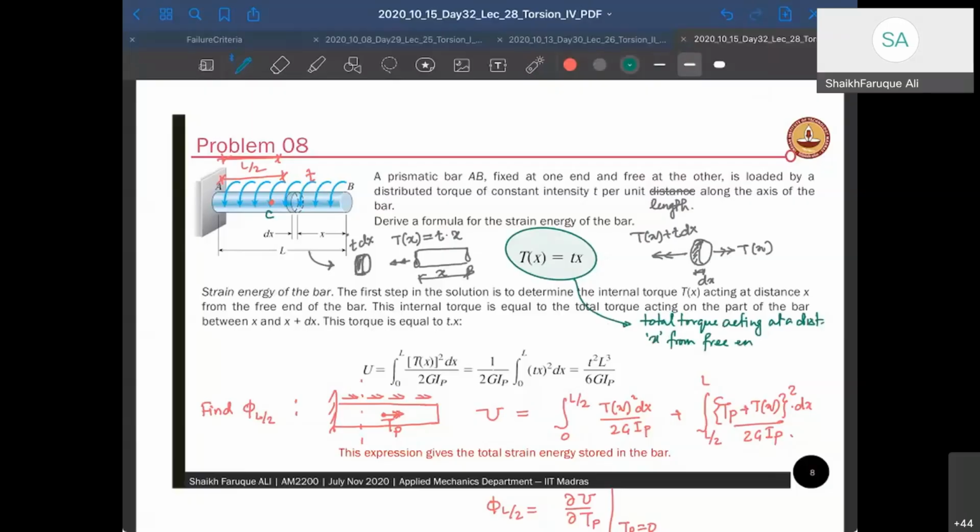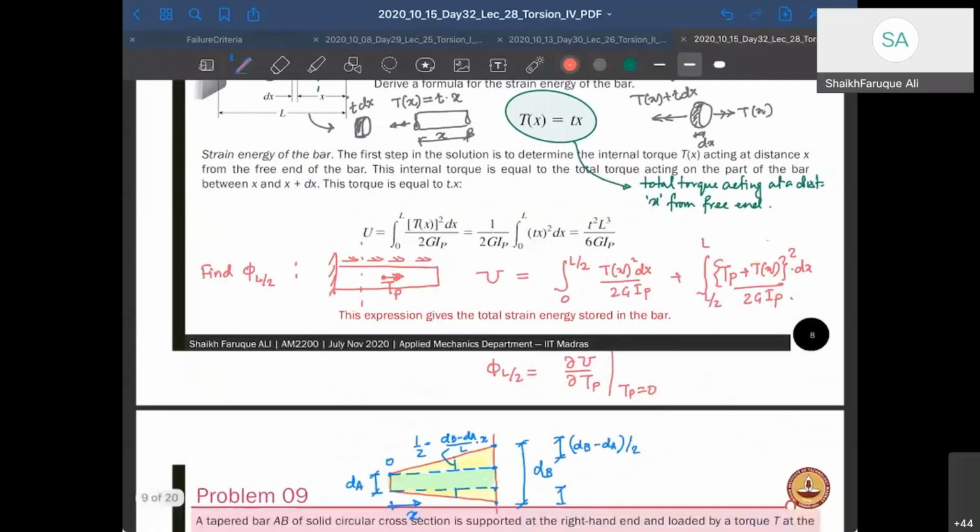Okay, I think you have done this in your BMDs and SFDs also. If I take a cross section here, then that cross section will have T like that, and this is your x. So the external load acting here is t into x, and the internal torque acting here is t into x, because every portion will be balanced.